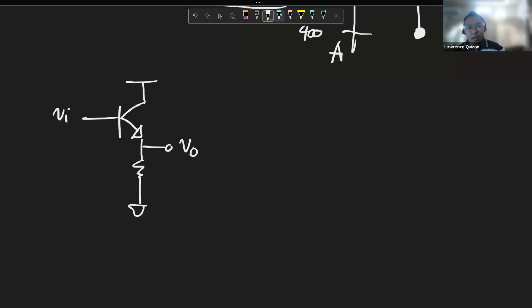So, for the common collector amplifier, let's solve for V out. Now, V out is equal to, well, first, let's talk about IC. IC is equal to V in minus V out.